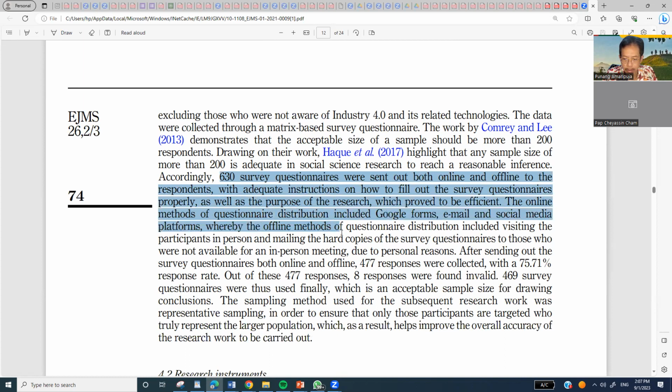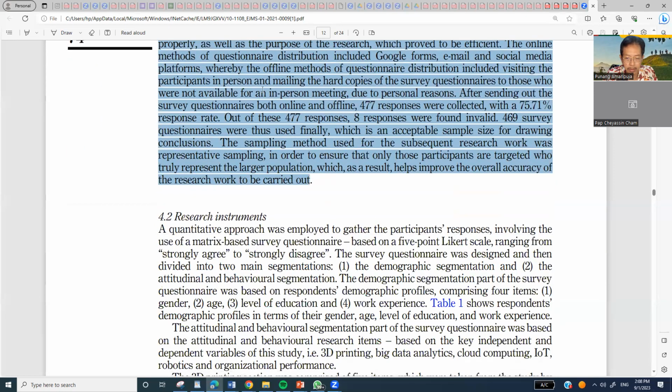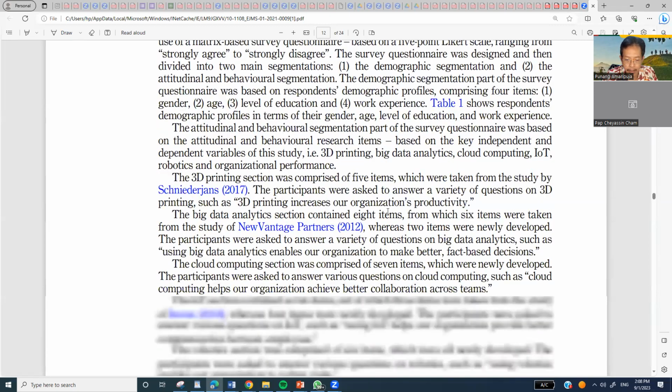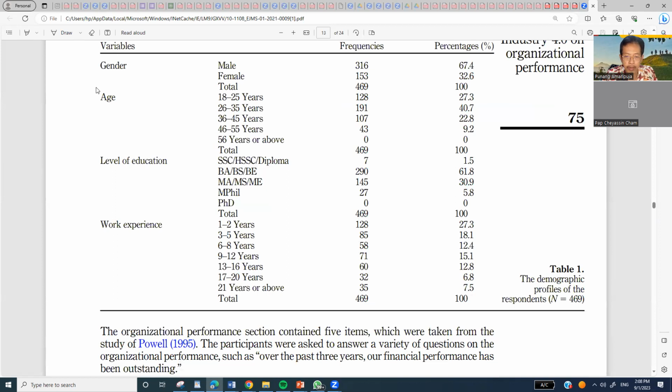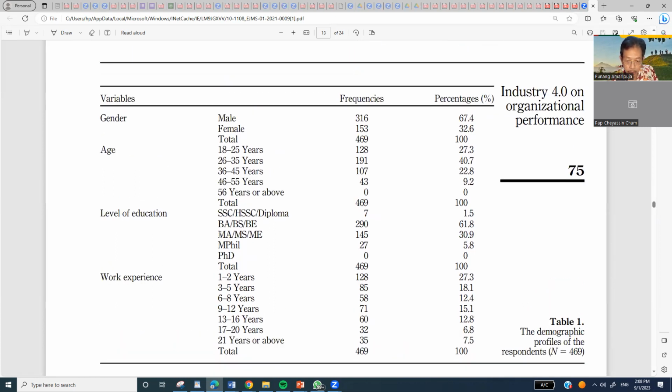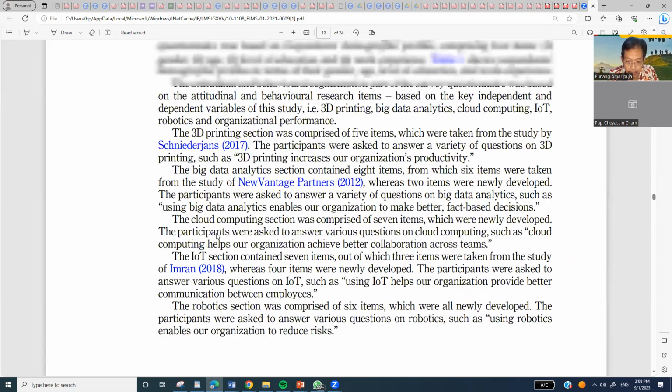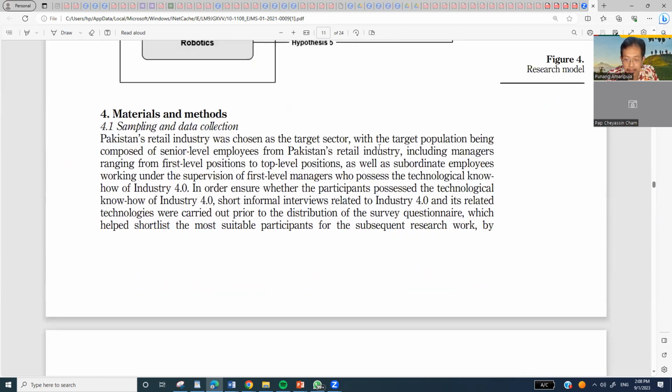Online methods, Gmail, and so on. Collected on the website. Okay, so that's one problem. Here, this is just a report of who coincidentally became those respondents, but this is not something you would be using for the purposive sampling requirements. The purposive sampling requirements would be like it said here, senior level employees from Pakistan's retail industry. That's the purposive sampling.